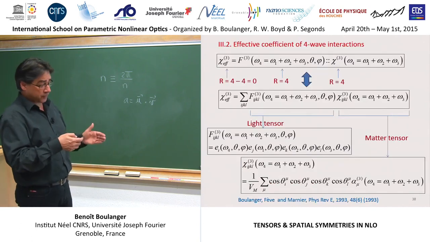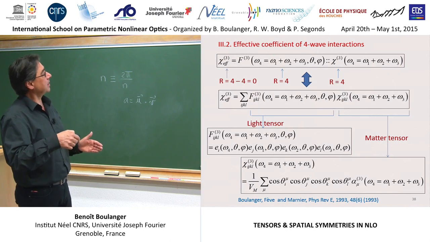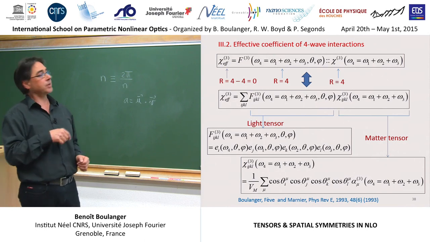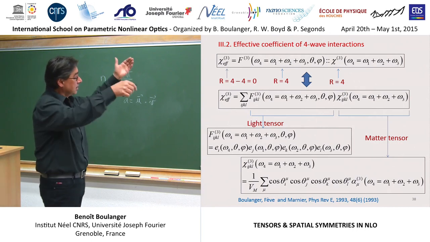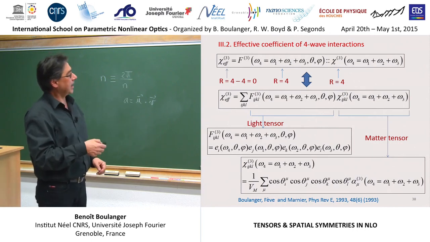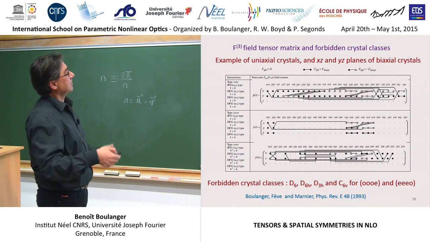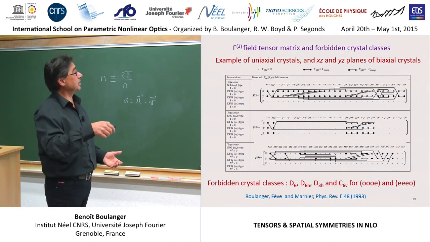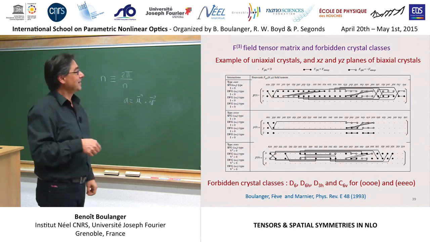Okay, for the four-wave interactions, exactly the same thing. So here I put, so chi3, effective coefficient chi3 is given by this contracted product. So I put four dots here because chi3 is a rank-four tensor. Same story. And here, very nice. So it looks like an electronic circuit.